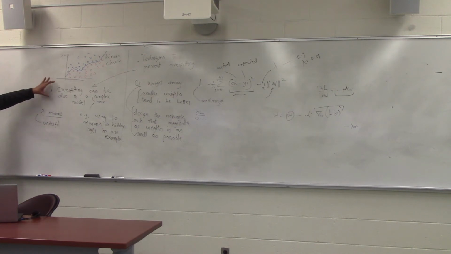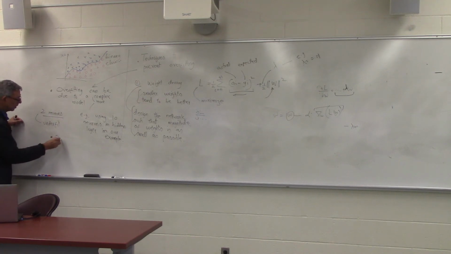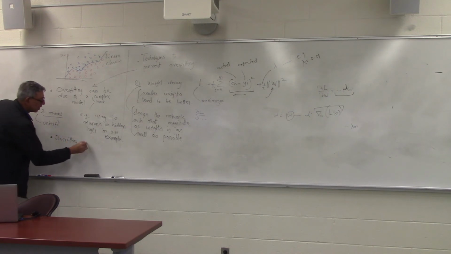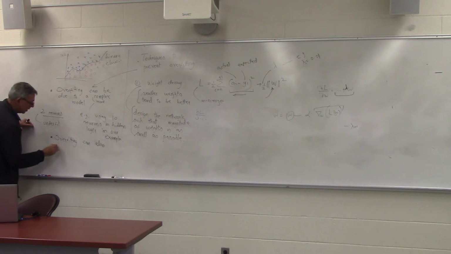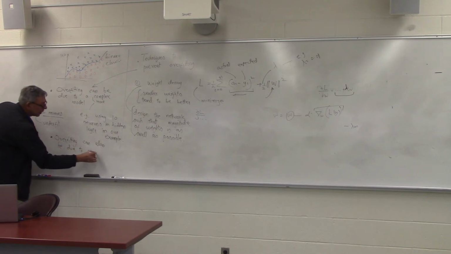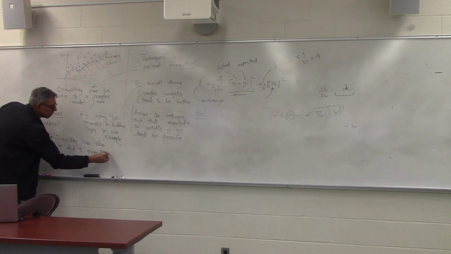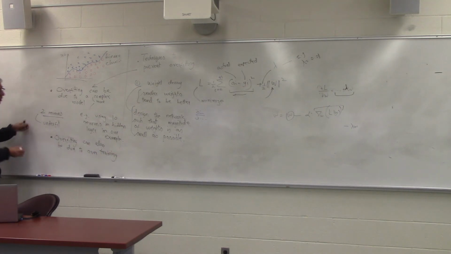So anyway, overfitting can be due to a complex model, right? One more point over here. Overfitting can also be due to overtraining, and let me clarify this. If we train the data too much, even though the model is not that complex, it will still overfit.